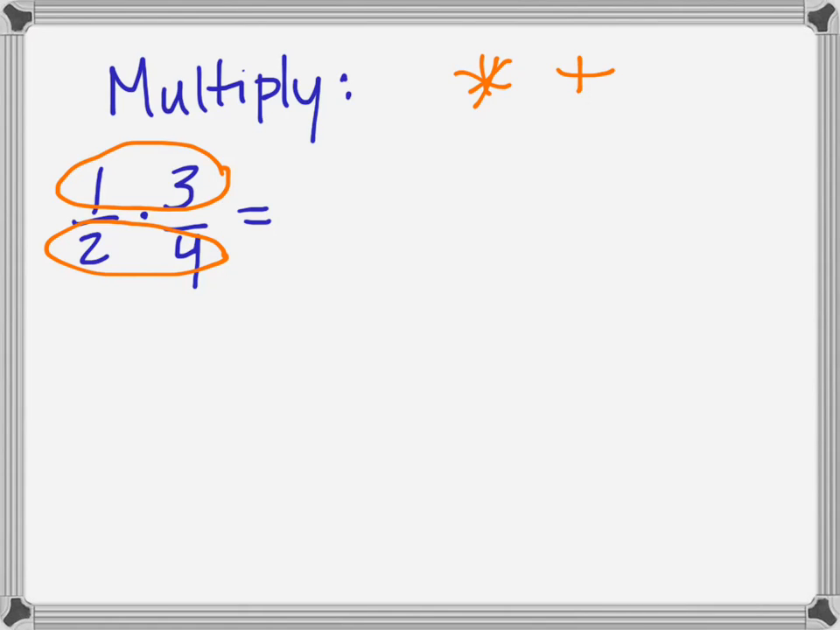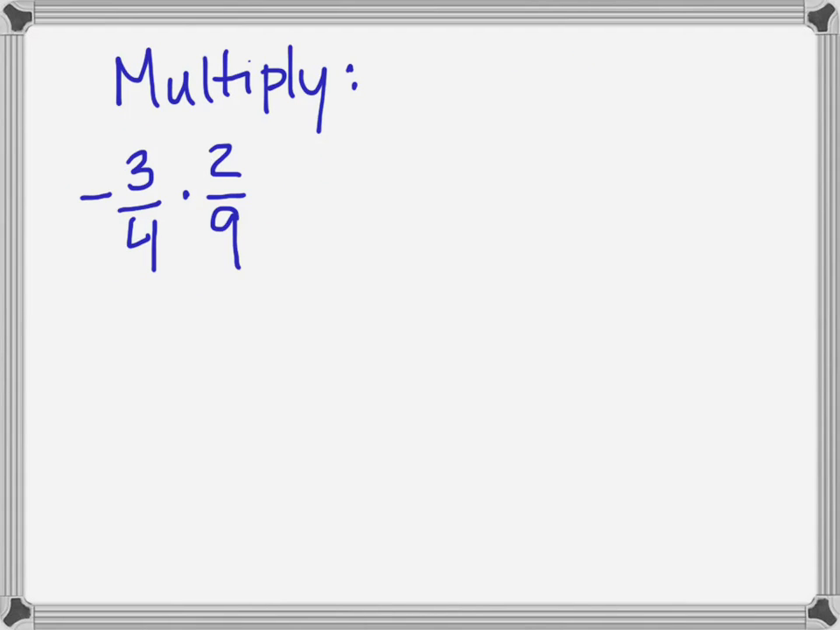Right, so to multiply these two fractions, I would do 1 times 3, which is 3, and 2 times 4, which is 8. And that's it. This fraction is in lowest terms. There is no number which can be divided into 3 and 8, so I know that this is a fully simplified fraction.